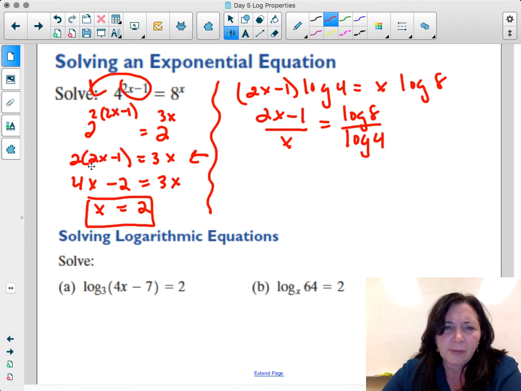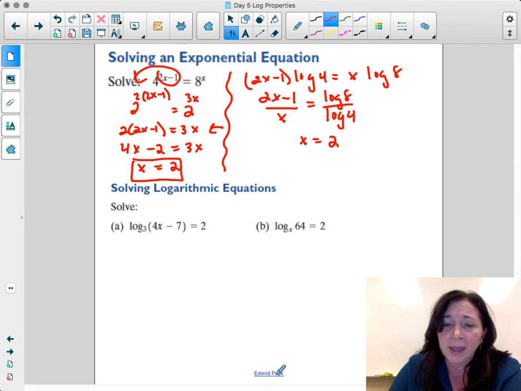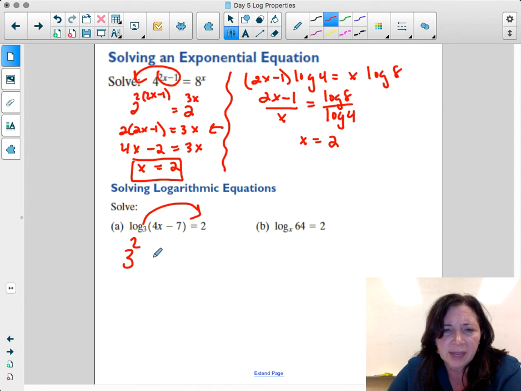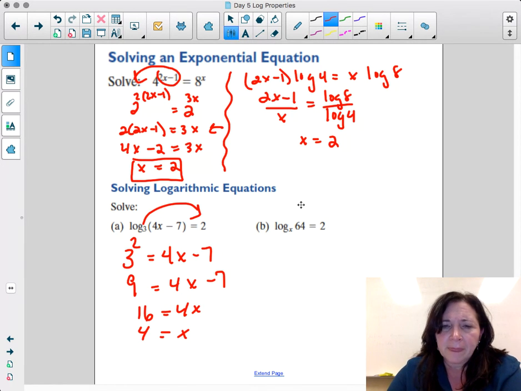So we have 4x minus 2 equals 3x, divide. And so anyway, I'm going to end up getting x equals 2 on this side, but just an option that you can do that. For this one, we have only one logarithm. So we're going to go base to across the equal sign. So 3 to the second power equals 4x minus 7. 9 equals 4x minus 7. 4x is equal to 16. So x equals 4.